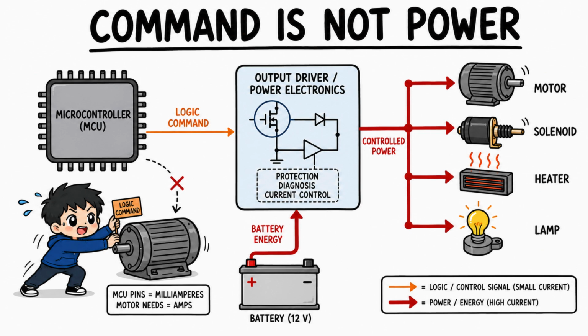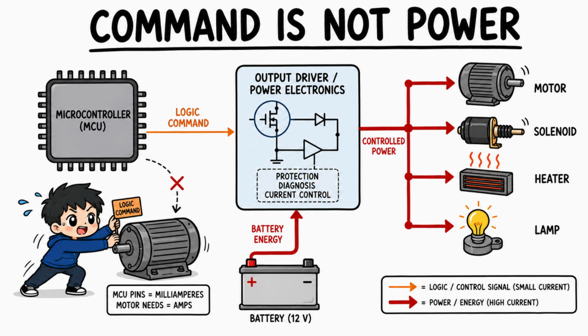Now move to the actuator side. The ECU's microcontroller normally produces a low-power logical command. That command cannot directly supply the energy required by a motor, pump, heater, solenoid, or valve. Output driver electronics control the higher voltage or current used by the physical load. Some actuators need only two states, such as energized and de-energized. Others require proportional control.